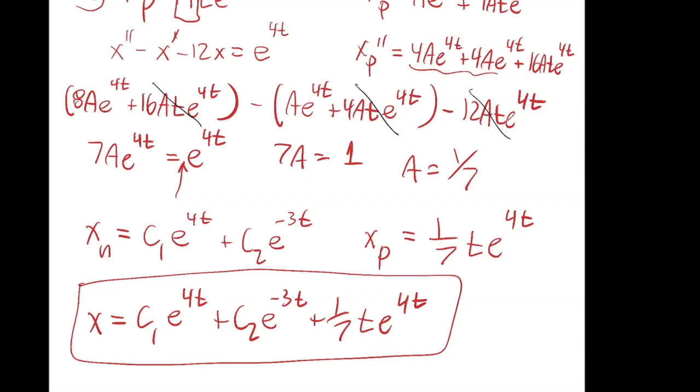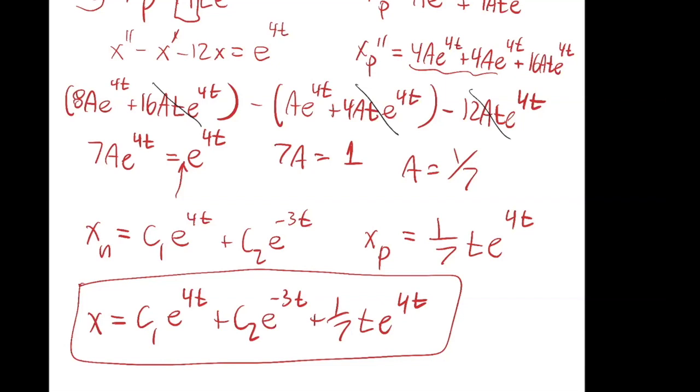Any questions? And so if you did have some initial conditions, you would just handle it the same way as before. Just plug in the input, set the output equal to what's given, and then solve for C1 and C2.